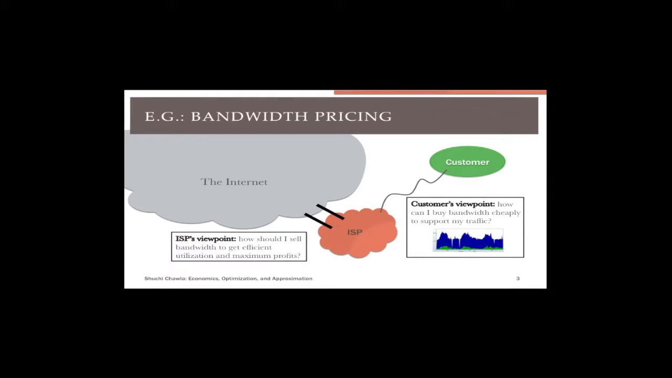The ISP, on the other hand, wants to figure out how to allocate these resources so that, on the one hand, the resource is utilized efficiently. On the other hand, the service provider makes sufficient profits and might also worry about things like where should capacity be added, how to guarantee a certain level of performance to the customers, and so on.